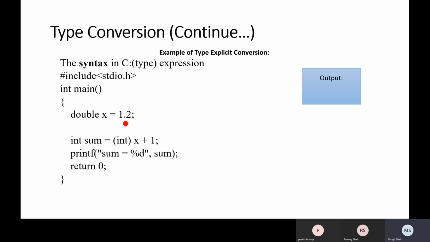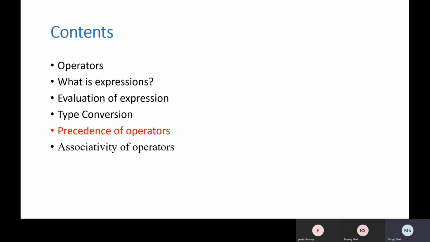Now instead of this 1.2, I would like to work with only 1, that is the integer portion of this double value. So I need to convert it using (int) x. That converts 1.2 to 1, plus 1, and it will be stored in sum, that is 2, right? Explicit conversion from double to integer. So the answer of sum is 2. Fine, that is type conversion.